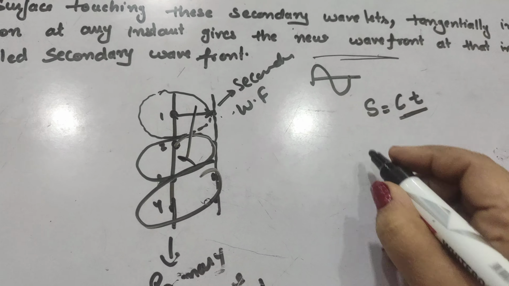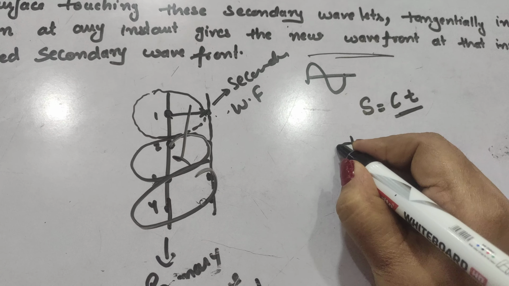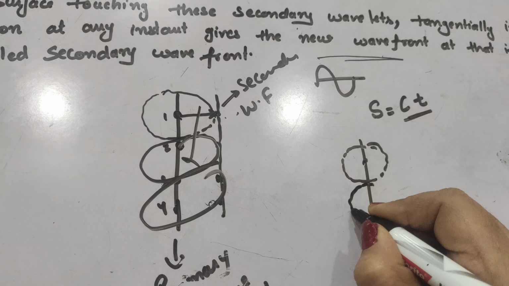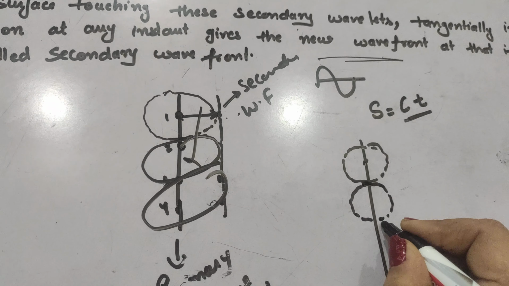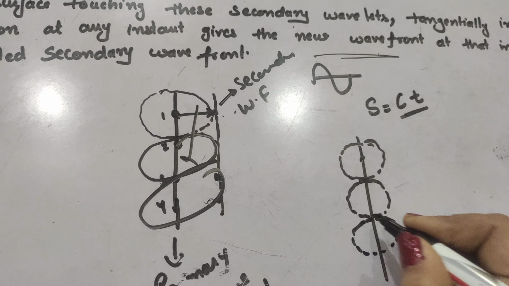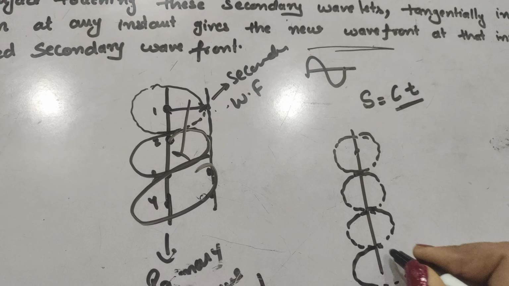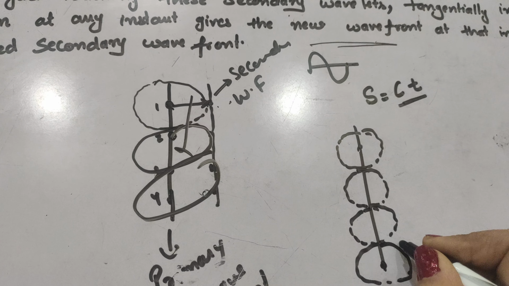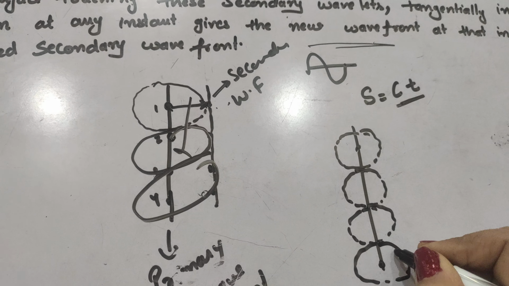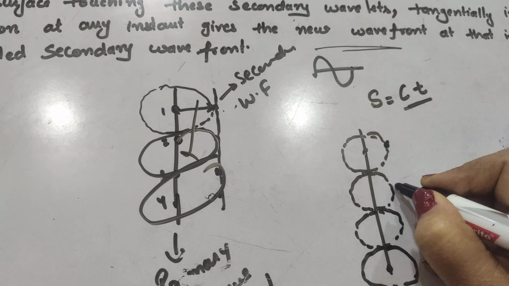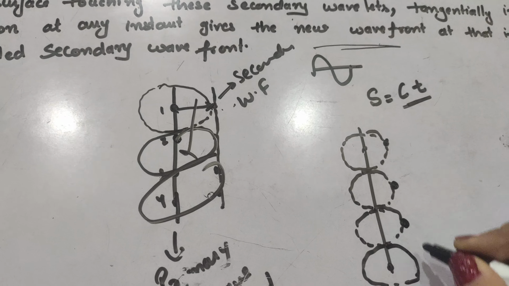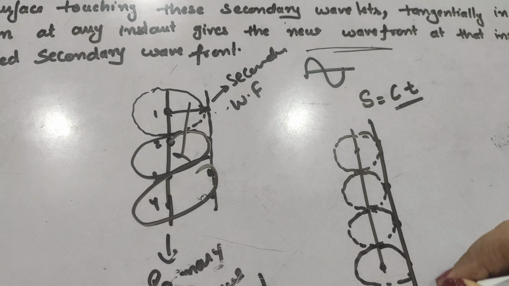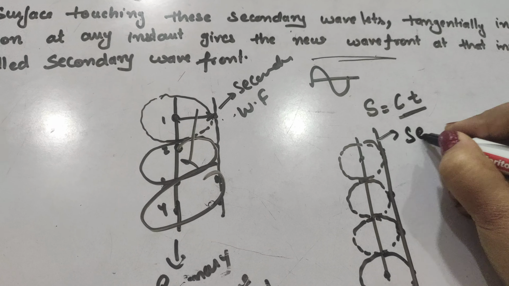If I draw it more clearly, if I draw these circles, one particle, second particle, third particle, since it is sending the disturbance in all directions. If we are talking about a single particle, it will be sending disturbance in all directions and the distance is c into t. Now these points are known as secondary wavelets, and if I draw a surface touching these secondary wavelets, this is known as the secondary wavefront.